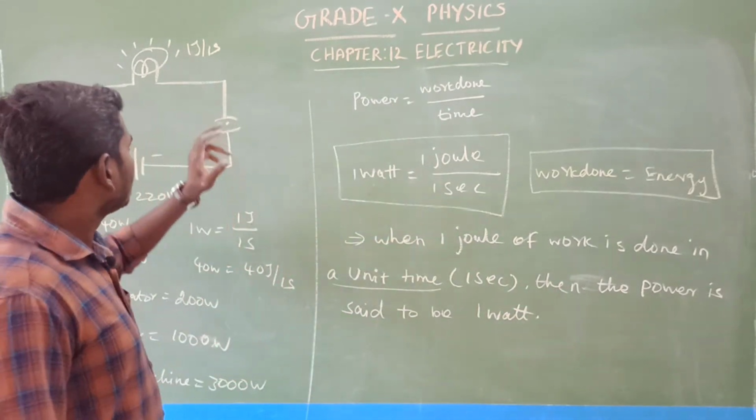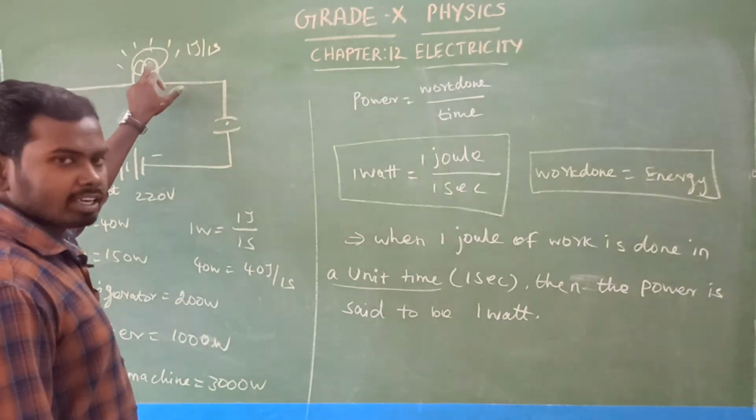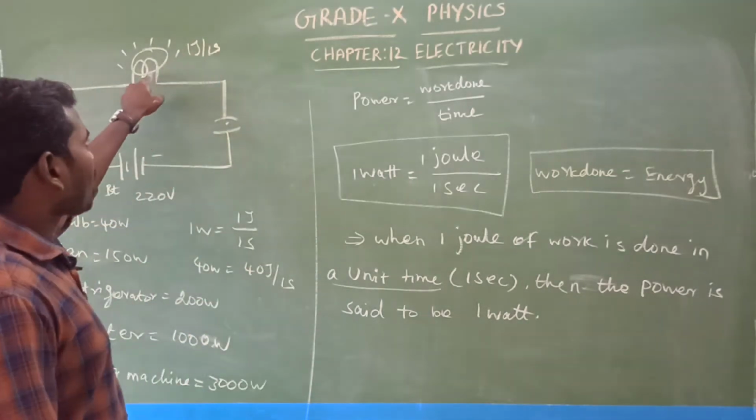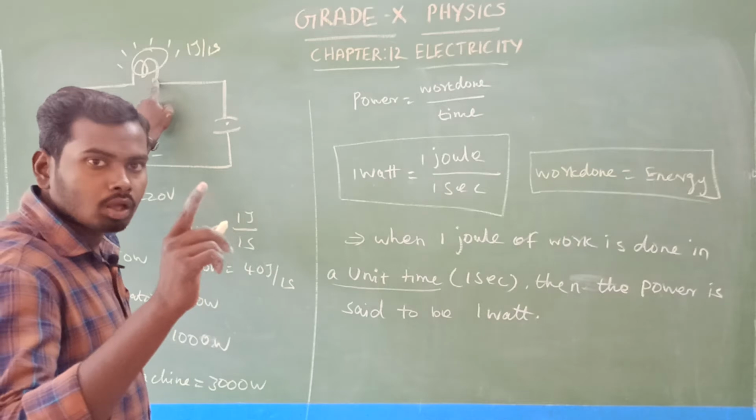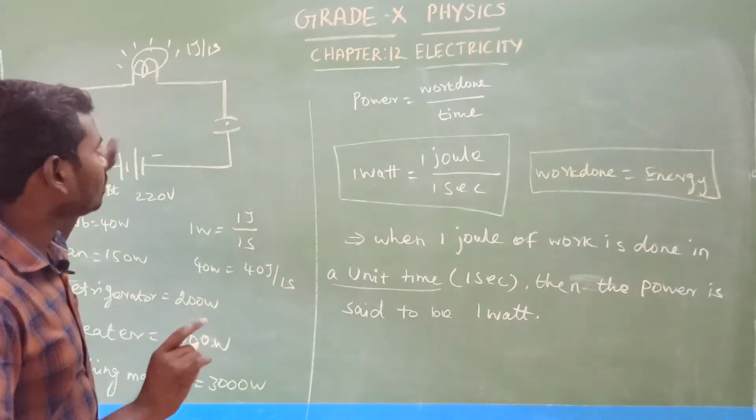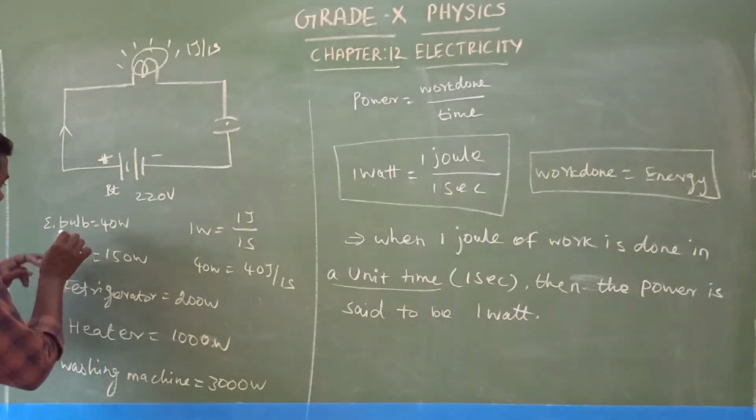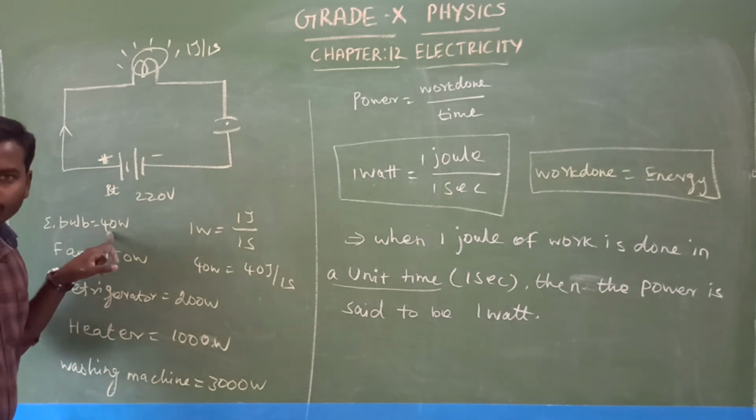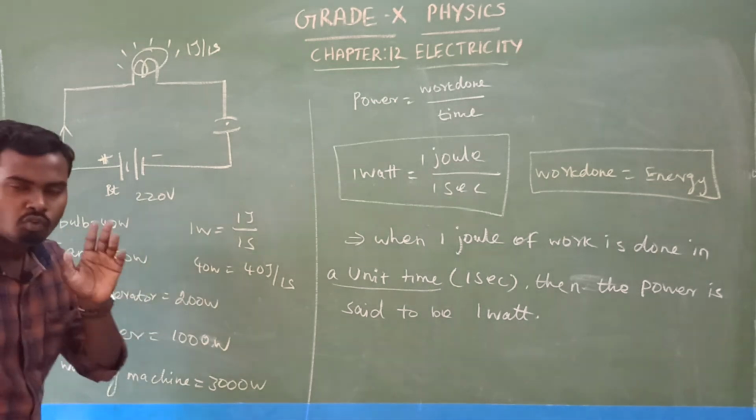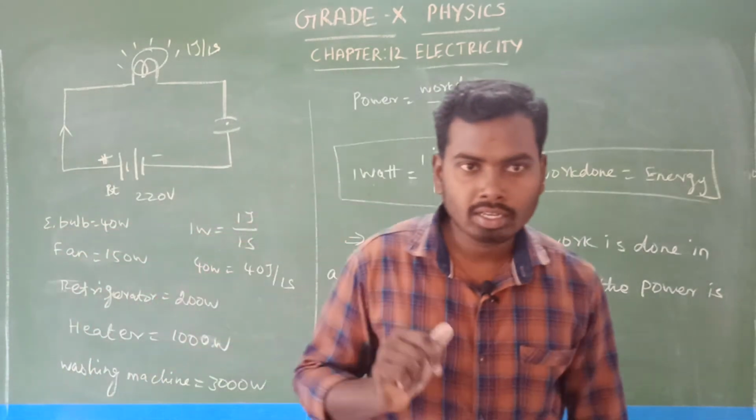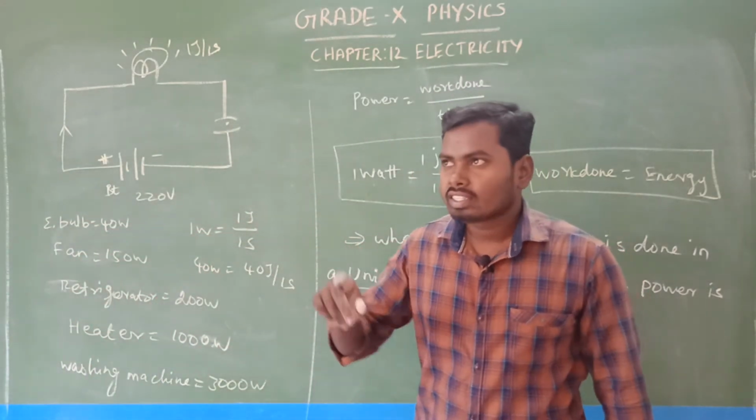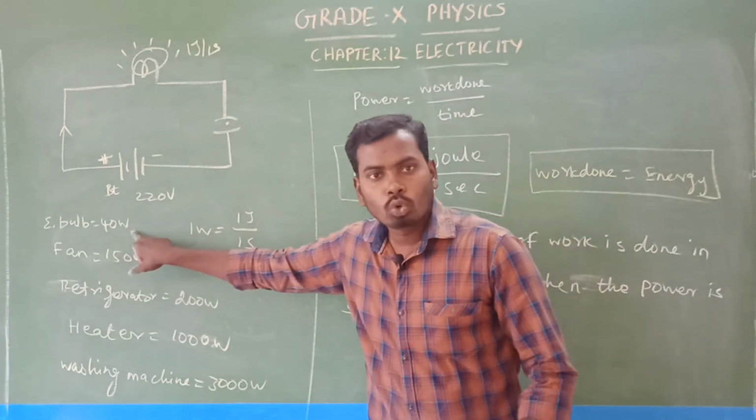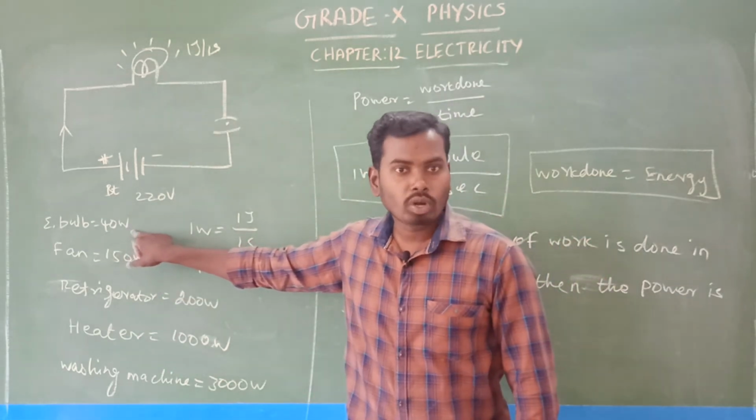Is it clear? Look here. If the electric bulb consumes 1 joule of electrical energy in 1 second, then its power is said to be 1 watt. But the tube light power rating is 40 watt. What does that mean, sir? It means every second the tube light consumes 40 joule of electrical energy.